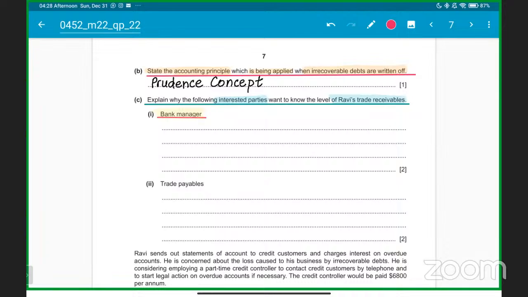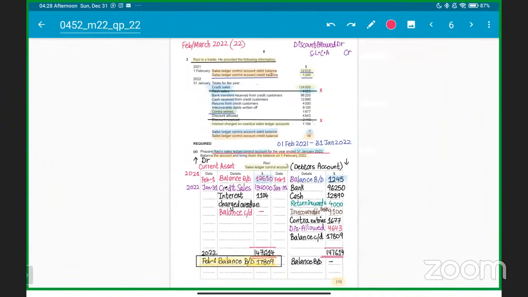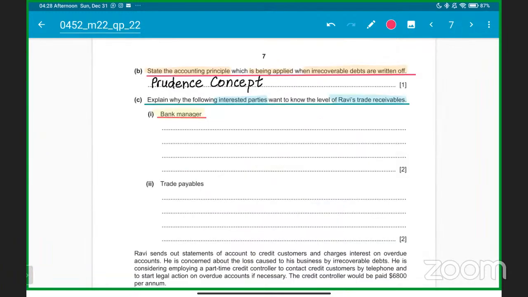Interested parties means there can be a transaction between them. Is it possible that they can benefit from each other? Are you guys getting it? Is it possible that the bank manager can benefit from Ravi? So how is it possible? Think about it. Ravi is a sole trader. There's one word that will help you understand. Let me know.